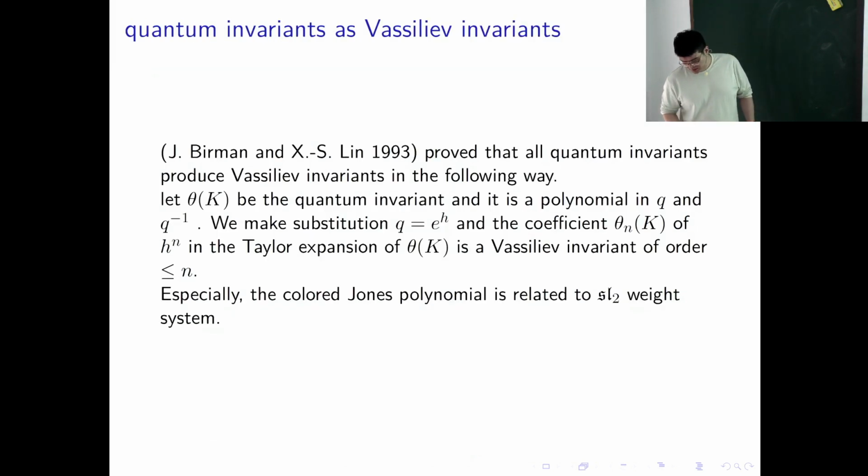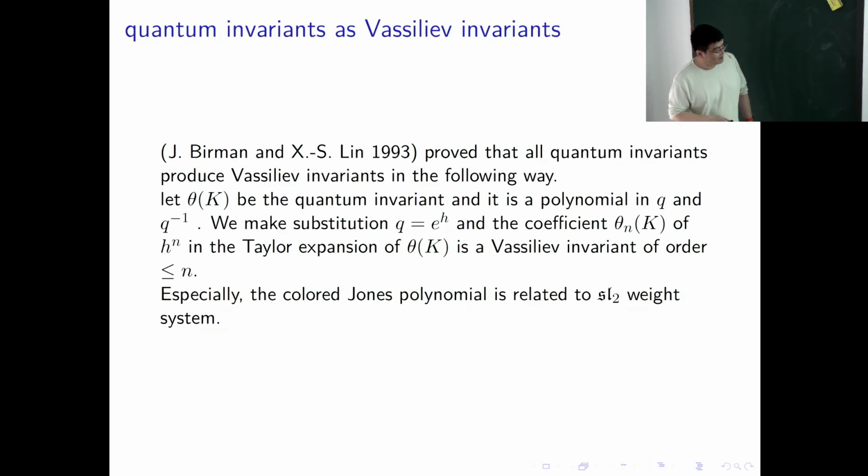So also, the quantum invariant can produce the partial Lie invariant. Theta k is a quantum invariant, and it's a polynomial in q and q to the power -1, and we just let q equal e to the power h. The coefficient of this h expansion is the partial Lie invariant. And the colored Jones polynomial is related to the SL2 weight system, which is a well-known weight system.